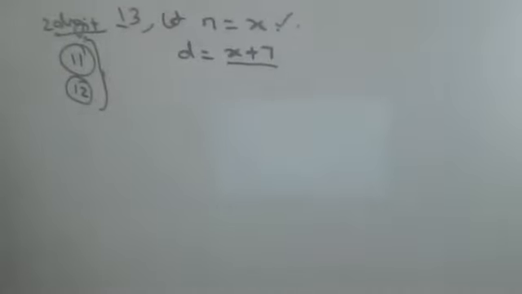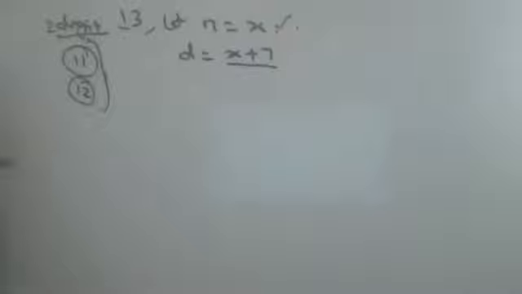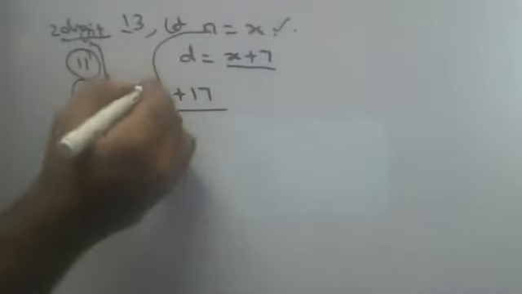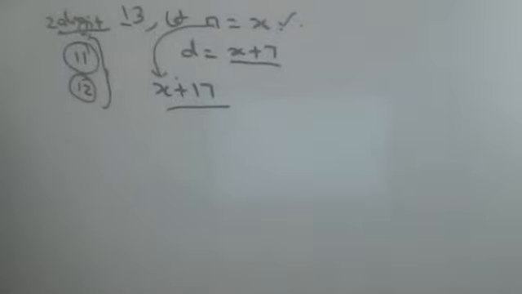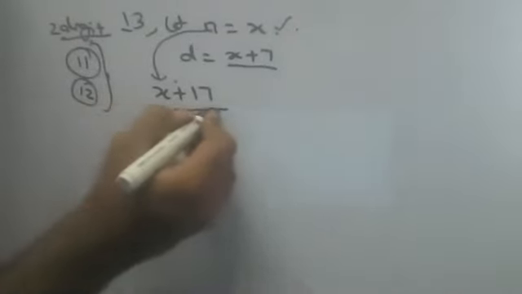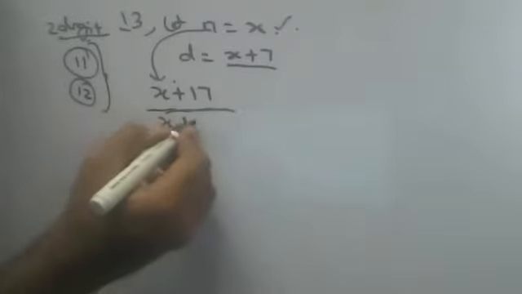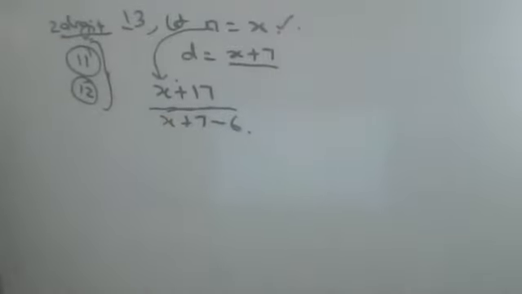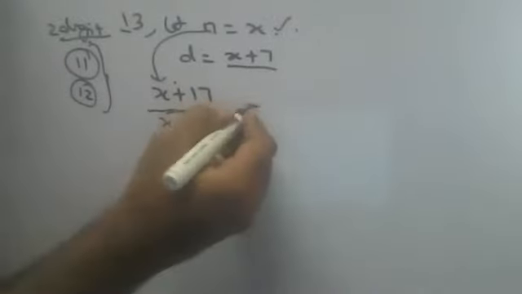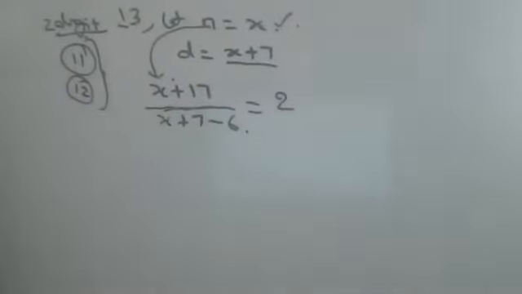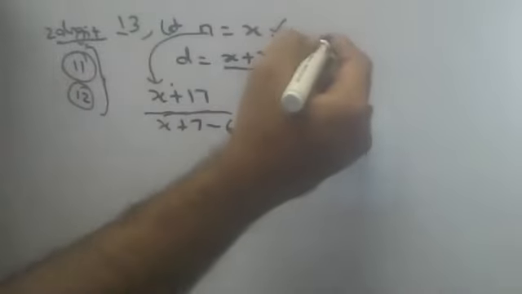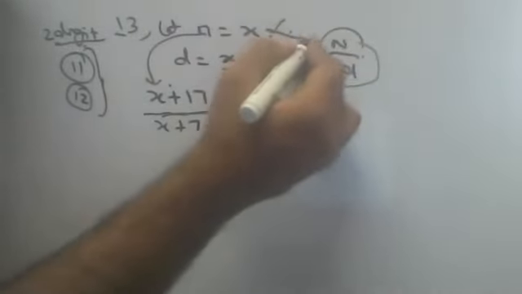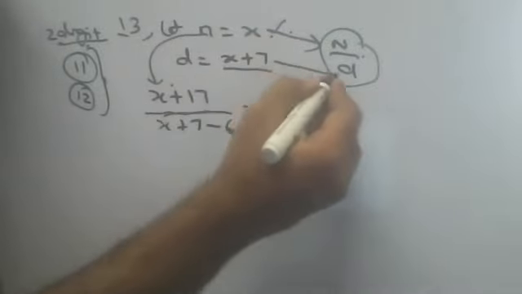If the numerator is increased by 17, he's saying, if numerator is increased by 17 and denominator is decreased by 6, what is denominator, children? Originally x plus 7, but it is decreased by 6. The new number becomes 2. Find the original number. Okay, children? See, children, normally numerator by denominator is a fraction. He said numerator is x. He only said denominator is x plus 7.